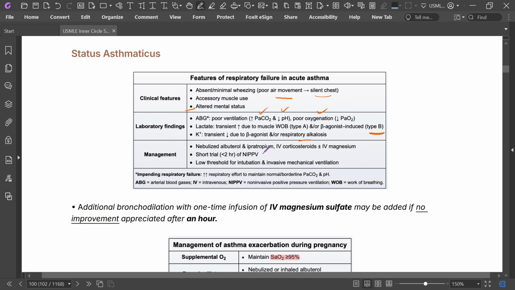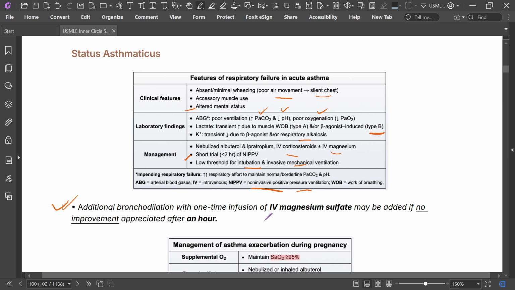Management is nebulized albuterol and ipratropium, IV corticosteroid, with or without IV magnesium. Do a short trial, less than 2 hours, of NIPPV, non-invasive positive pressure ventilation, and keep a low threshold for intubation and invasive mechanical ventilation.